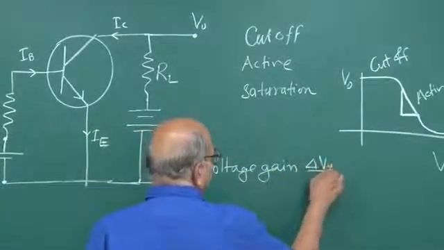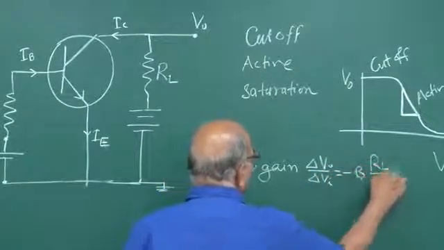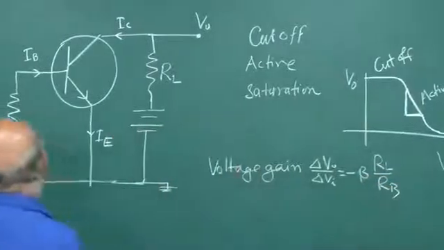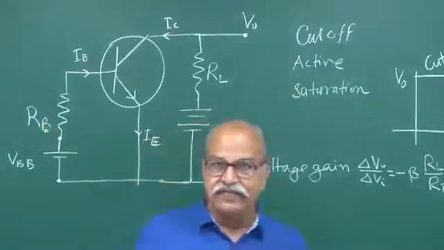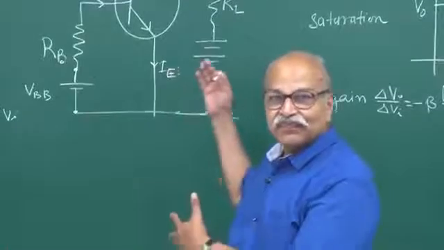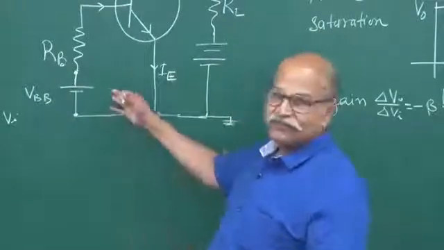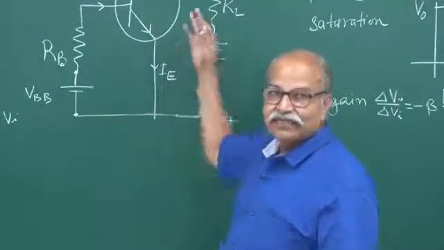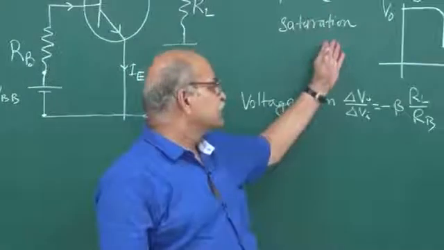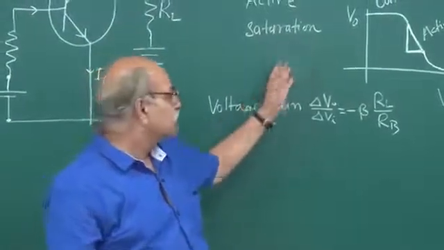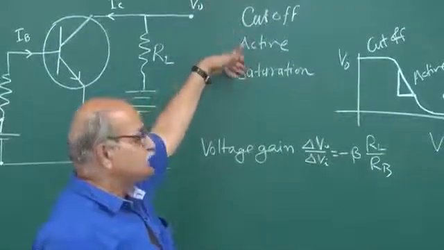Delta VO over delta VI, which is minus beta times RL over RB. So this is RL and this is RB. So these are the things. So today's agenda is to perform this circuit on the table, to take a real transistor, batteries, biasing, resistances, do this circuit here, measure the values and see where those 3 regions are, and then, if time permits, about amplification. But today we will mostly concentrate on the cutoff, active, and saturation regions.